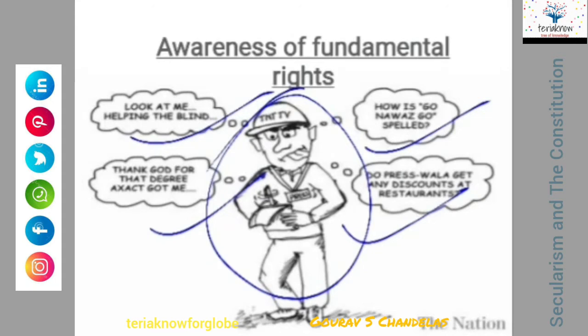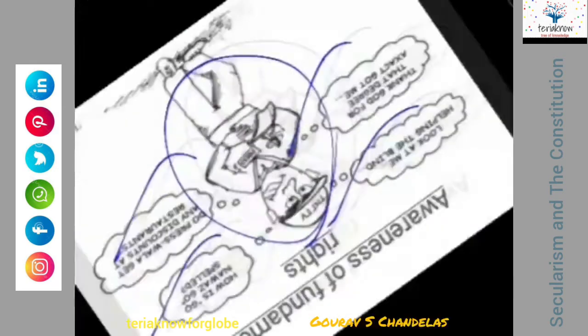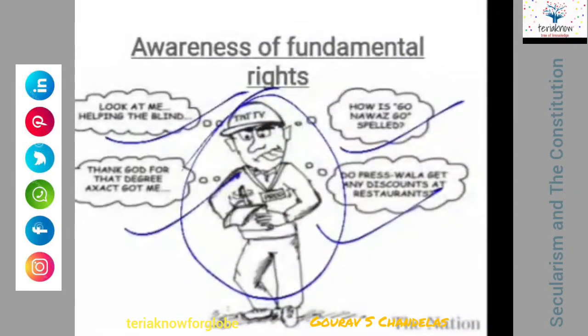The significance of these rights is that they provide suitable conditions for the all-round development of a human being. These rights protect people from unjust discrimination. Understood? Unjust discrimination. And they also act as a check on the arbitrary powers and acts of the government. This is also the means by which the Government of India's function can be understood.